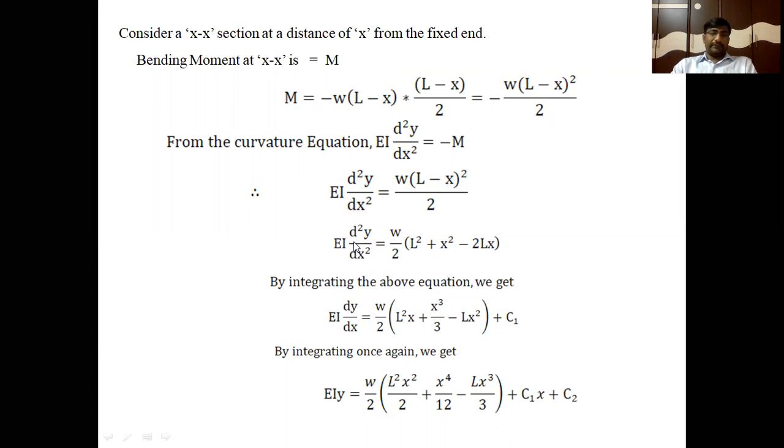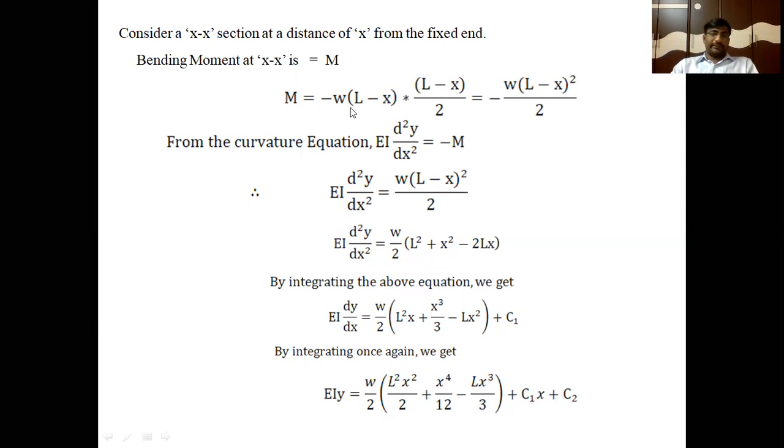By rewriting the above equation, EI d square y by dx square is equal to w by 2 into, it can be written using the (a minus b) whole square formula, L square plus x square minus 2Lx. After rewriting, we can integrate. By integrating the above equation, on the left hand side, EI is the constant, integration of d square y by dx square is dy by dx.